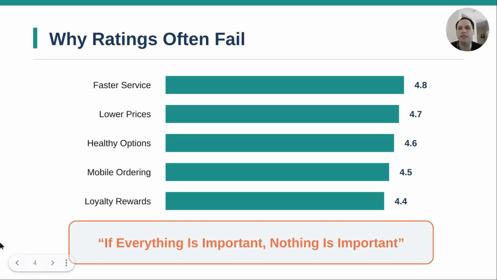Notice how all of the ratings are clustered together. Everything appears important. This happens frequently in survey research. Consumers generally like many of these features and are reluctant to rate things as unimportant. As a result, traditional ratings often provide very little differentiation. If every feature receives a high score, management still doesn't know where to invest. If everything is important, nothing is important. This is where MaxDiff becomes valuable.